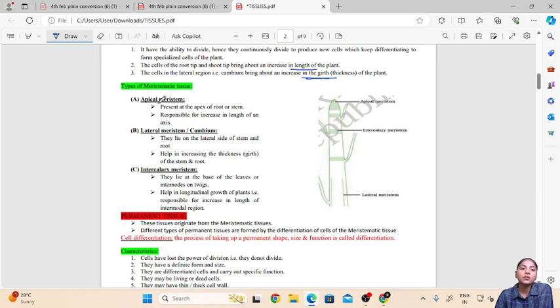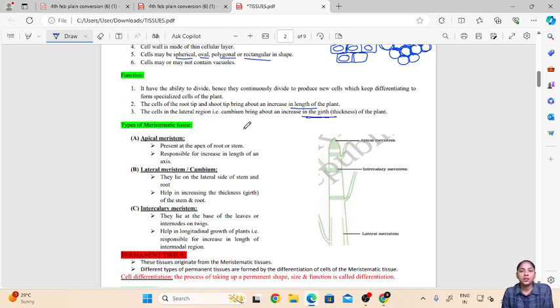Then types of meristematic tissues. There are three types of meristematic tissues, that is apical meristem, lateral meristem and the intercalary meristem. Now apical meristem is present at the apex of the root or the stem. Here we have a diagram of a plant and this is the apical meristem. It is present at the apex of the stem, whereas in the case of root, the apical meristem will be present at the tip of the root. Then it is responsible for the increase of the axis, that is there will be cell division and growth in this direction. So it will be responsible for the increase in length.